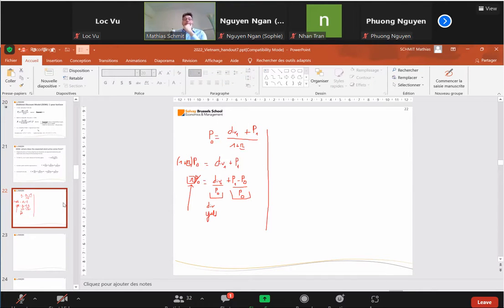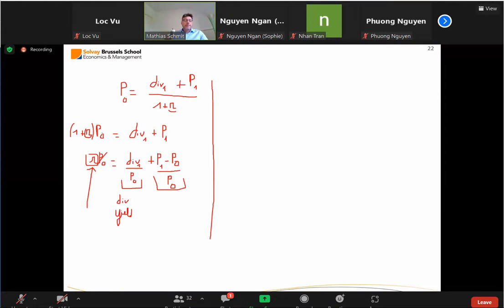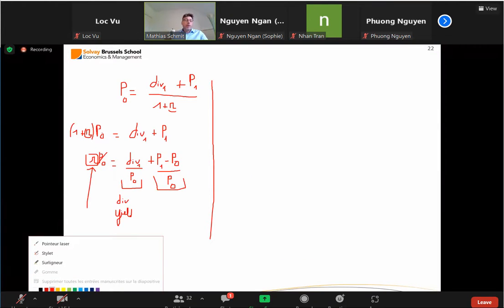Second thing, I start with this formula. I will take another color. I start with this.